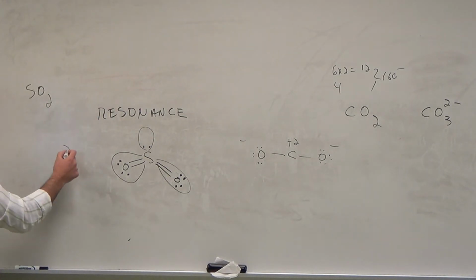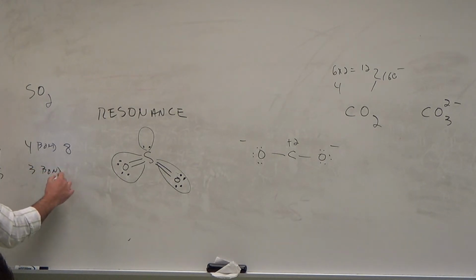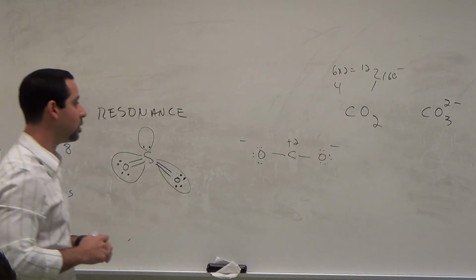The point is to get to 8. In group 4, how many do you need to get to 8? 4 electrons, that's 4 bonds. In group 5, how many do you need to get to 8? 3 electrons, that's 3 bonds. 6 electrons, how many to get to 8? 2 bonds. And 7, how many? 1 bond. Is that clear? Let's put an end to this one.